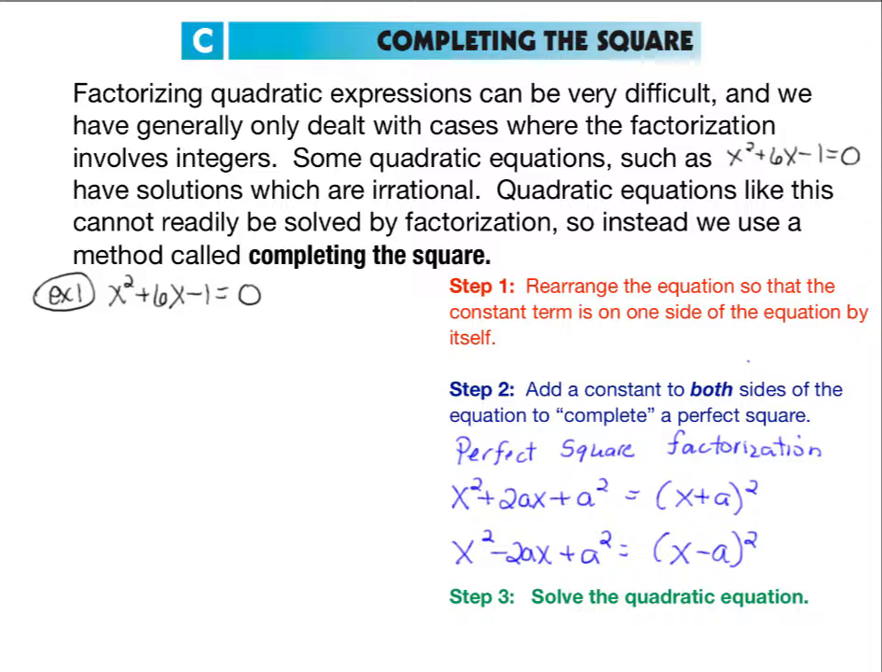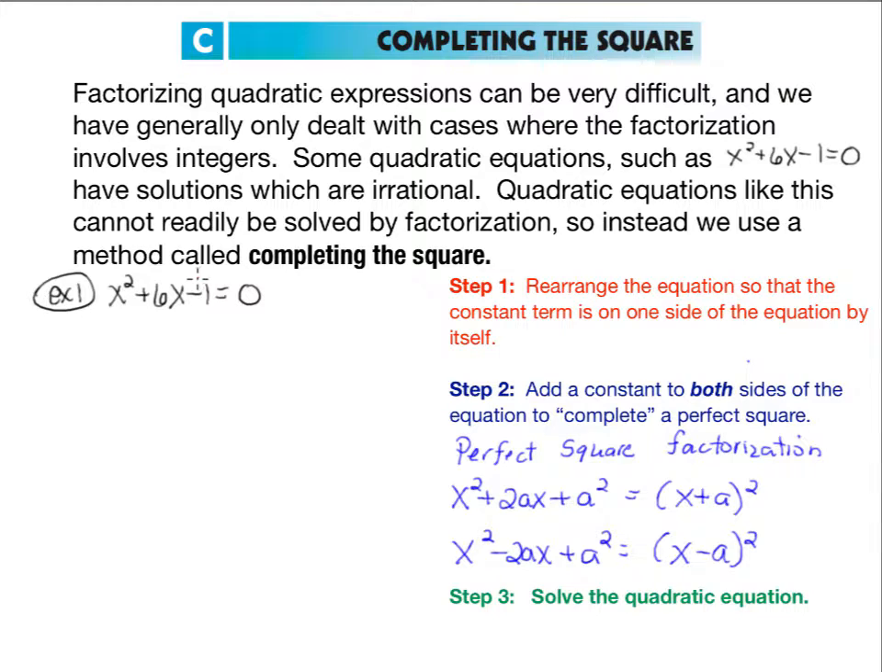Step 2, we're going to add a constant to both sides of the equation so that we can complete a perfect square. Remember in our previous section we learned perfect square factorization, which stated that if we have x squared plus 2 times a times x plus a squared, that would factor down to x plus a quantity squared. And likewise, if we had x squared minus 2 times a times x plus a squared, that would factor to x minus a quantity squared. That's what we're going to do: figure out how to make our equation a perfect square. And then we're going to solve the quadratic equation using inverse order of operations.